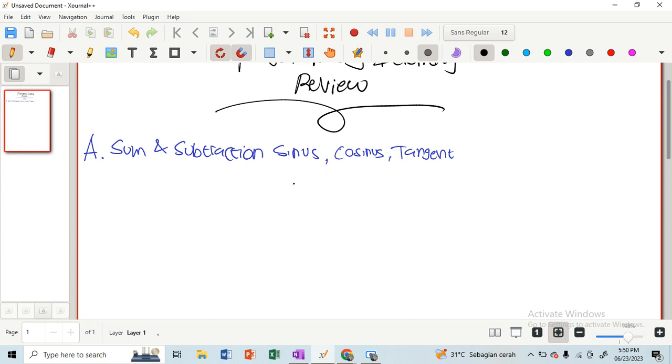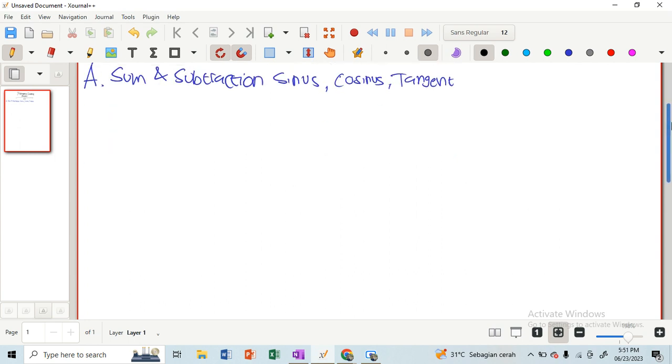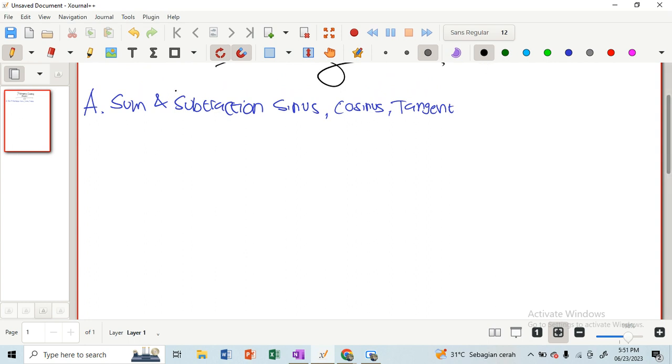The sum and subtraction of a function. So I think it would be wiser if we include sine, cosine, and tangent in one course, in one subtitle. Okay, let's continue.